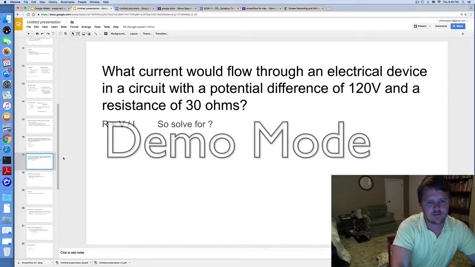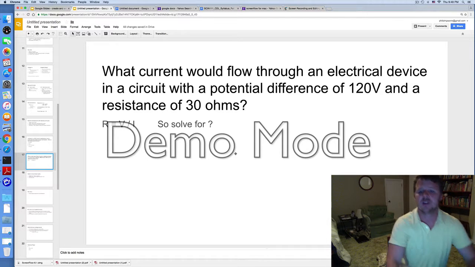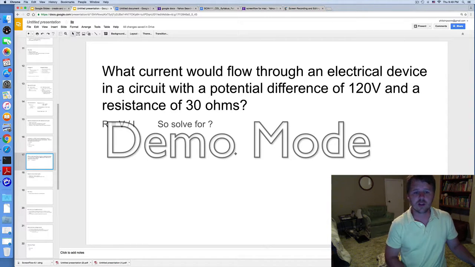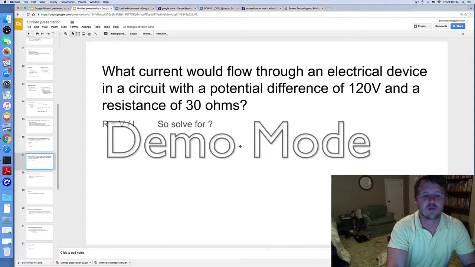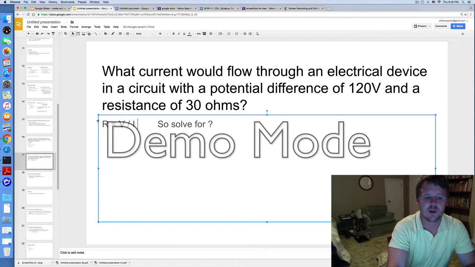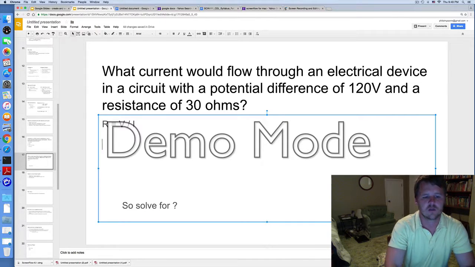The next problem. What current would flow through an electrical device in a circuit with a potential difference of 120 volts and a resistance of 30 ohms? Well, guess what? We're going to have to solve for I, which is current, because we have resistance, which is 30 ohms, and we have volts, which is 120 volts. So, however you guys want to solve for it.